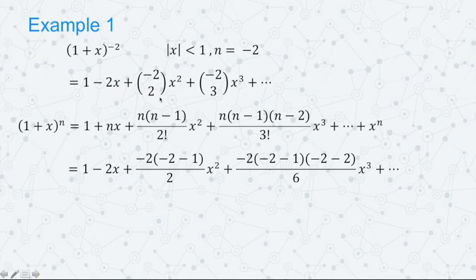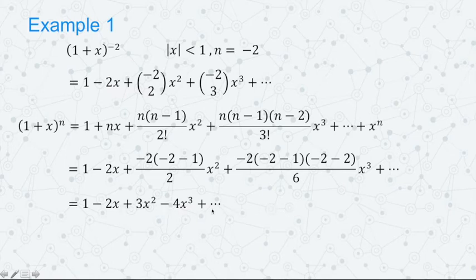So earlier we used GDC to evaluate negative 2 taken 2. And if you're going to simplify this, negative 2 times negative 3 is going to be positive 6 divided by 2, and that is equal to positive 3, right? And this one is going to be negative 4. So this is now the expanded form of 1 plus x to the power of negative 2, and that is going to be infinite, all right?